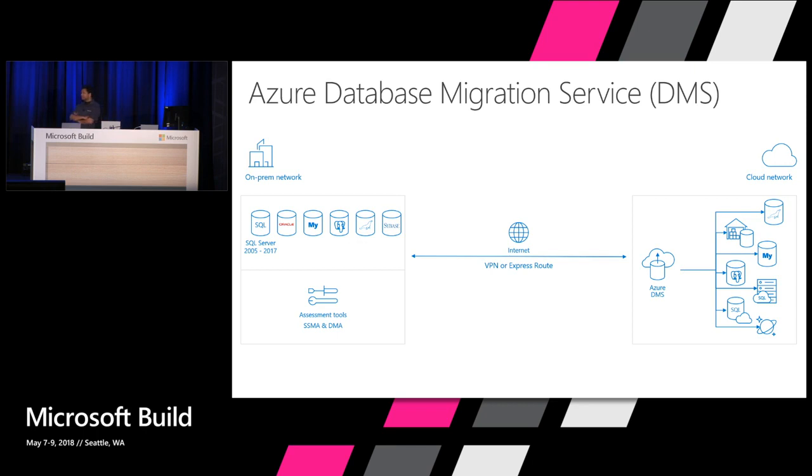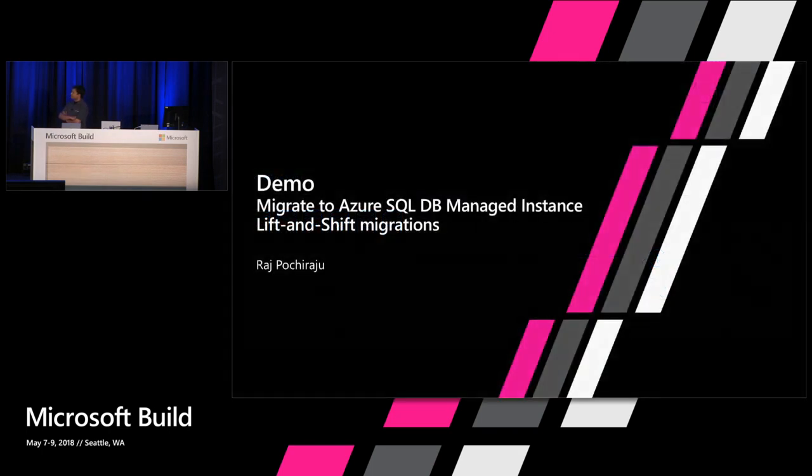And one requirement here is that when you configure the Azure Database Migration Service, we need to make sure that we have a site-to-site connectivity between your on-premises and the cloud, using either a VPN connection or an ExpressRoute. Right? So that's about the Azure Database Migration Service overview.